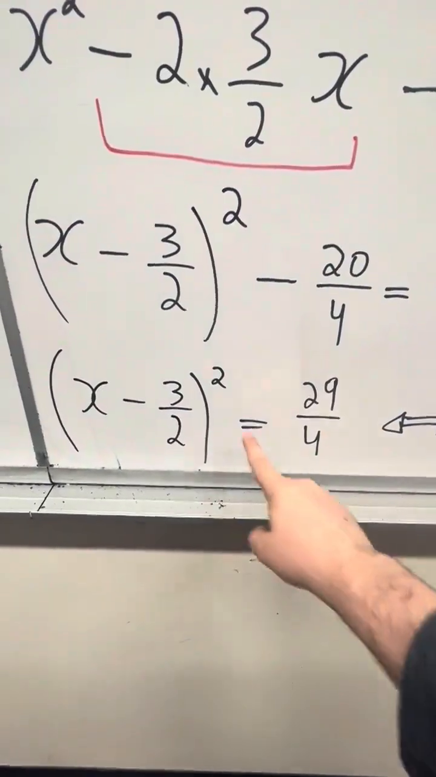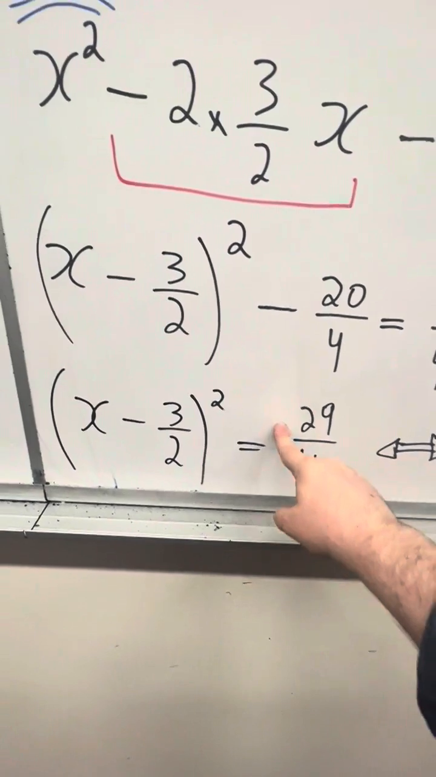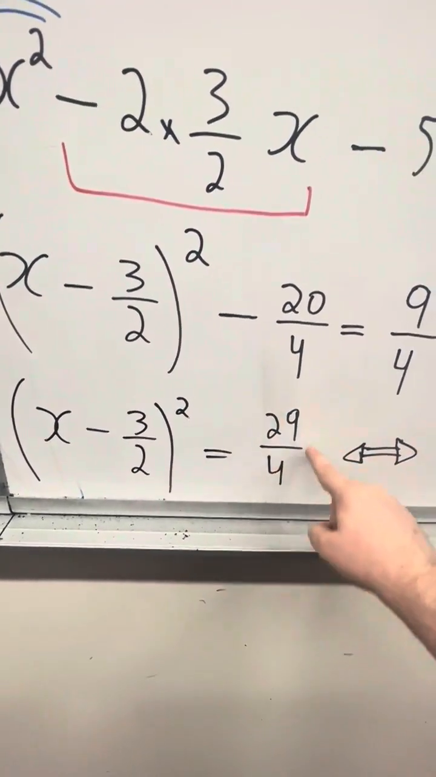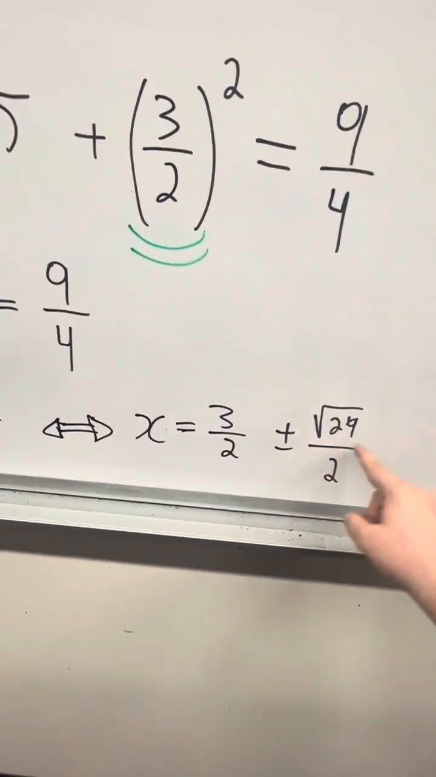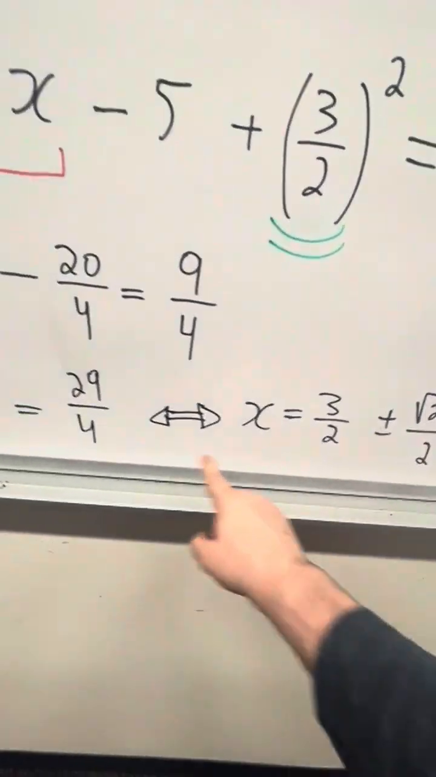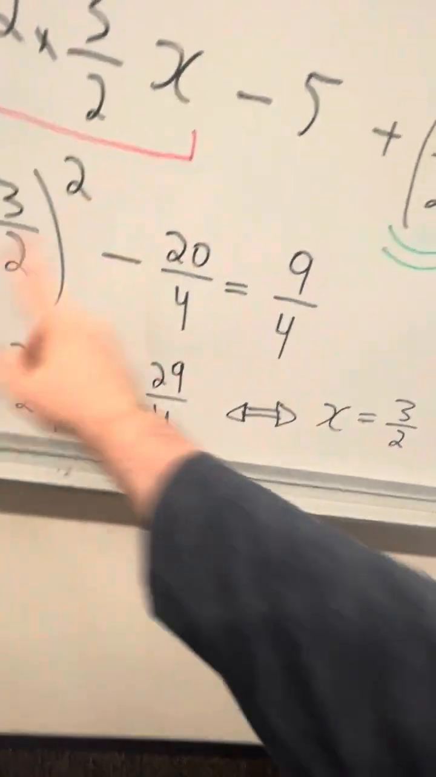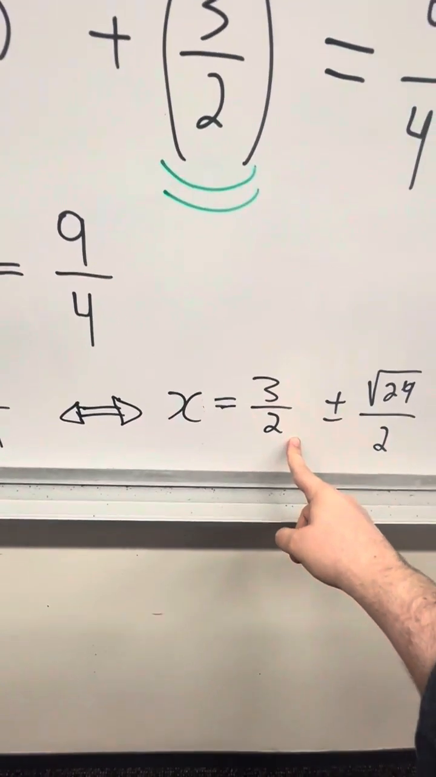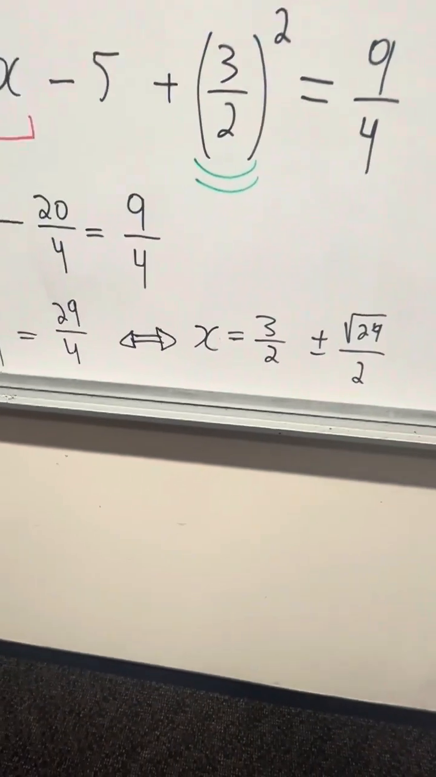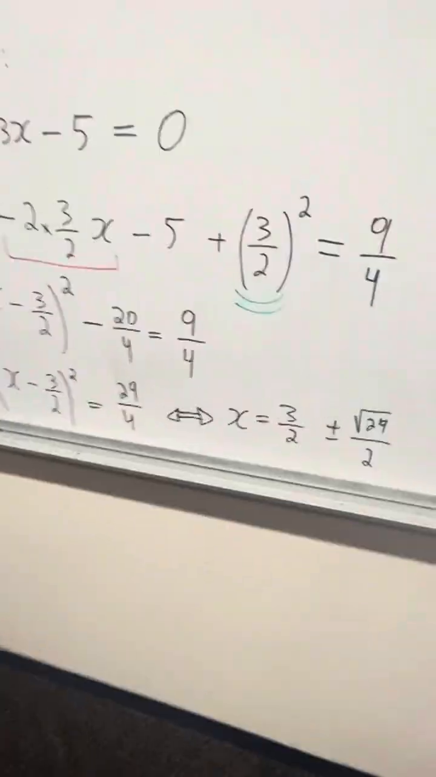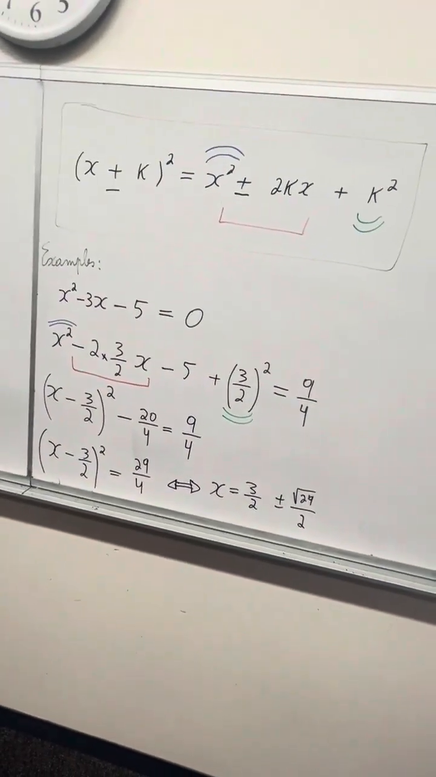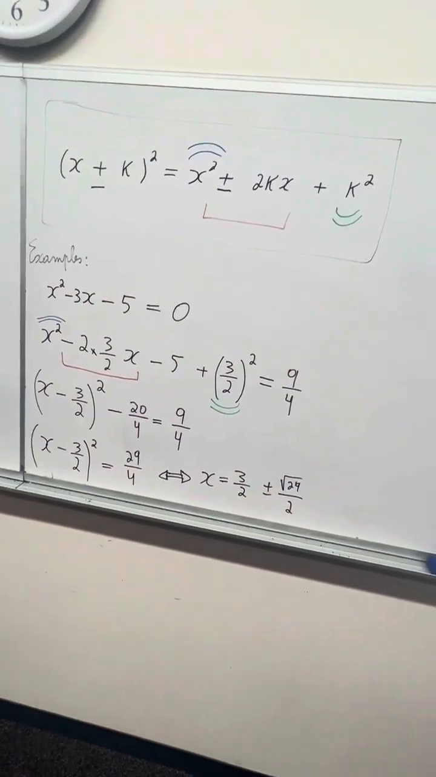And now I can take the square root. If I take the square root on the right, it's plus or minus the square root of 29 over 4, which is plus or minus square root of 29 over square root of 4, which is 2. And then the 3 halves goes to the other side. So here are my 2 solutions. I solved the quadratic equation using this technique of completing the perfect square.